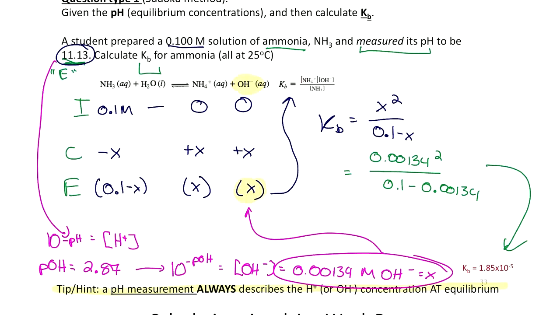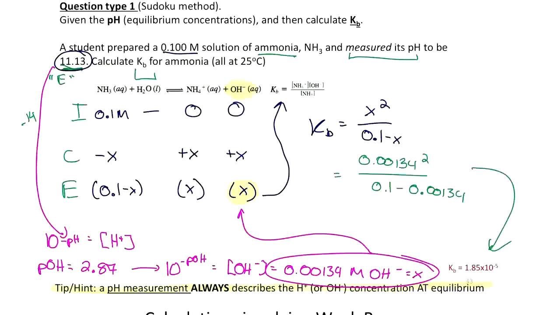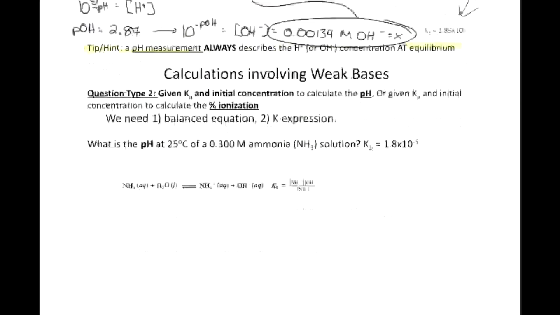If we don't give you a temperature, assume that it is 25 degrees Celsius. Because if we do give you a temperature other than 25, we have to give you a new KW. The idea here is that at 25 degrees, KW is 1 times 10 to the negative 14, and that only works at 25 degrees Celsius. But like 95% of the time, we're at 25. So that's why I was allowed to do the minus 14 thing.